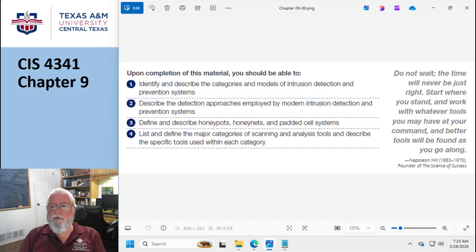Describe the categories of intrusion detection systems. Describe the approaches that you would use. And then we talk a little bit about honeypots, things of that nature. But the major category is scanning tools, the things that you use to determine whether or not you're vulnerable.